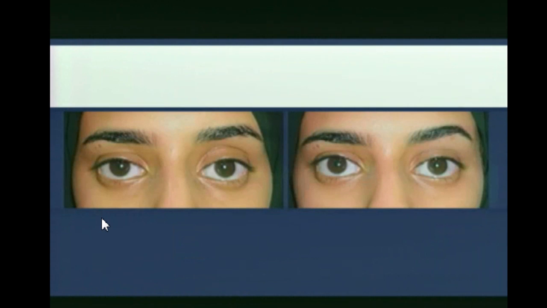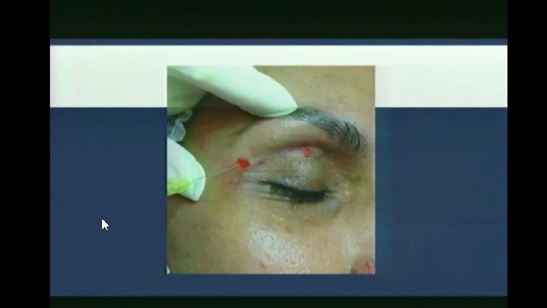I use two entry sites. Sometimes, if I want to treat this area, I go in from around the middle of the eyelid. And if I want to treat the whole area, I go from here. Usually when I inject the filler, I aim to place it below the orbital rim, not in the soft tissue. Because if you place it in the soft tissue, it will start to accumulate and you cannot mold it or smooth it out.